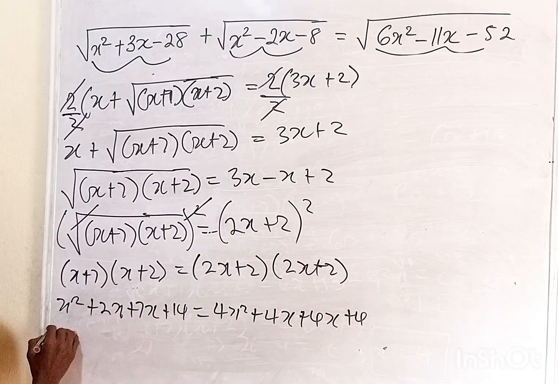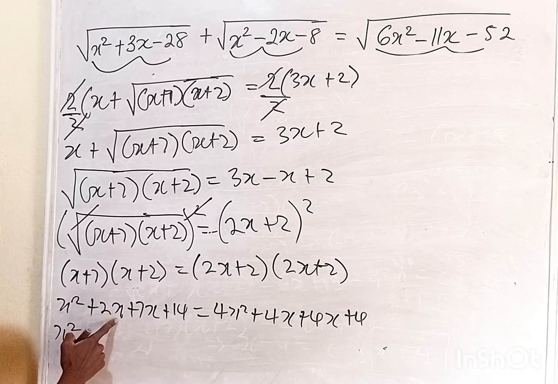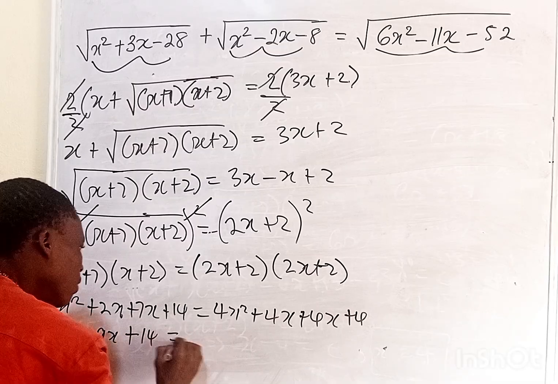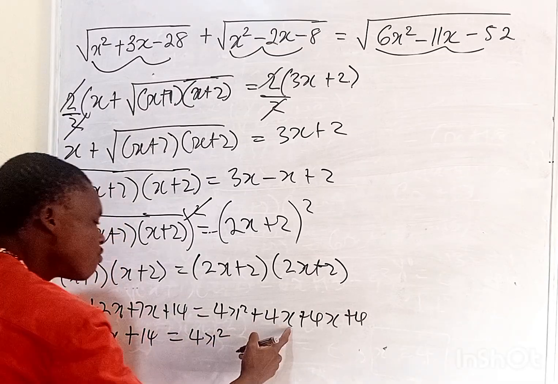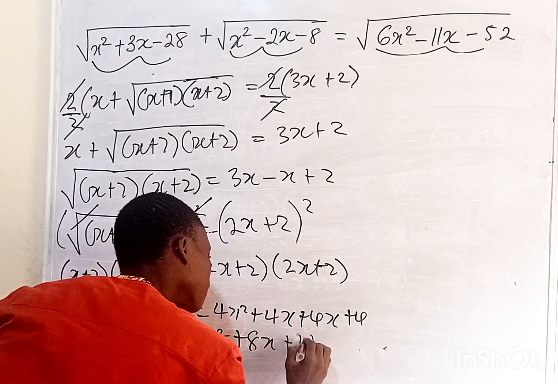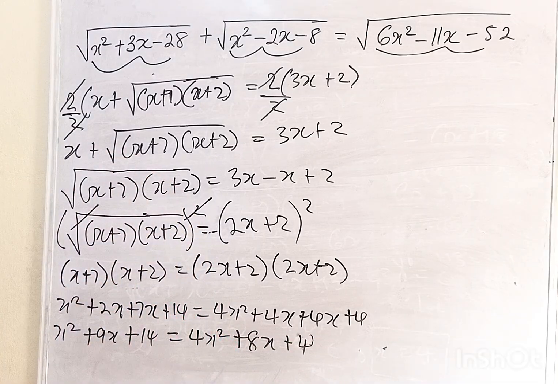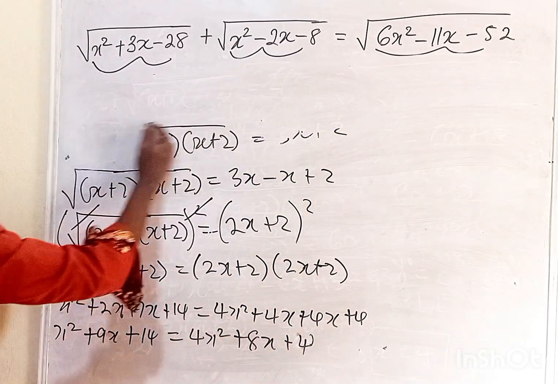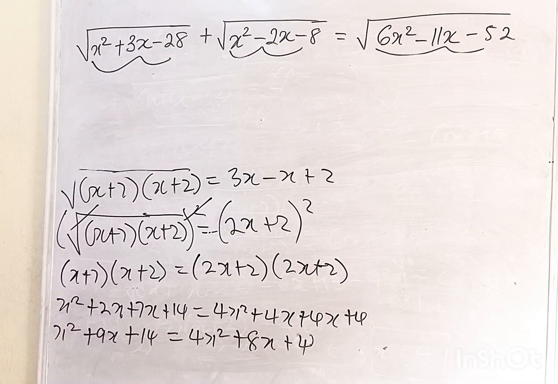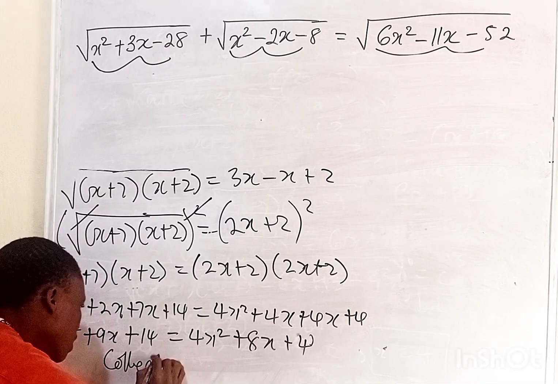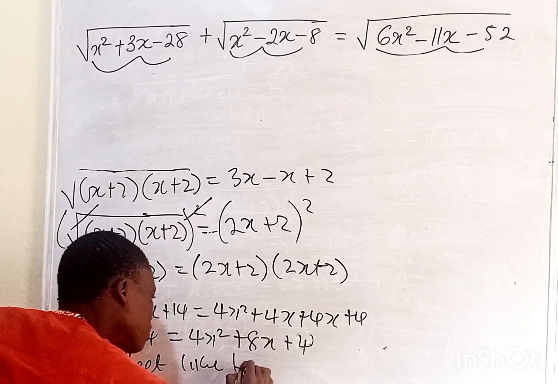All right, so from here we say this is x squared. 2x plus 7x gives us 9x plus 14 equals 4x squared. 4x plus 4x gives us plus 8x, which is plus 4. All right, so what next? Clearly from here, we see that we are to collect what? Collect like terms.